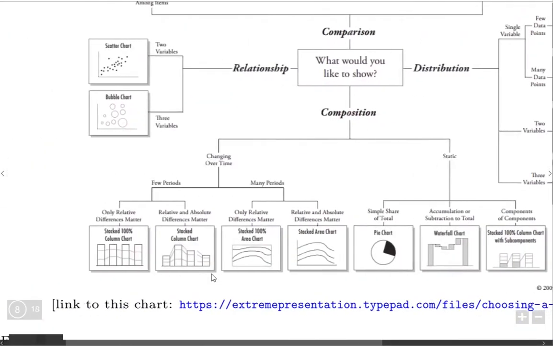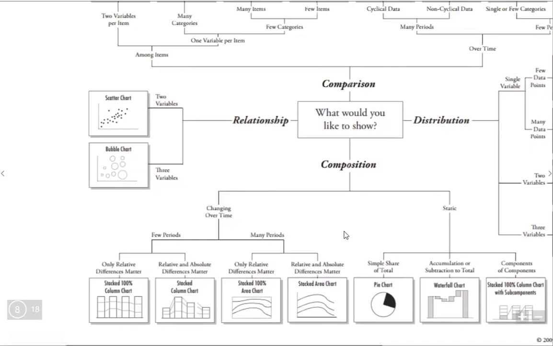Other plots, if you want to make a composition, right, changing something over time, if you have few periods, right, let's say you have, I'm talking about this part, right? I have a composition, changing something over time, and I only have few periods. Let's say I want to show the amount of rain in different days of 1 week. I can just use a simple column chart. Now, depending on if you want to show the relative distribution, you just scale them all to 100 and then plot them next to each other.